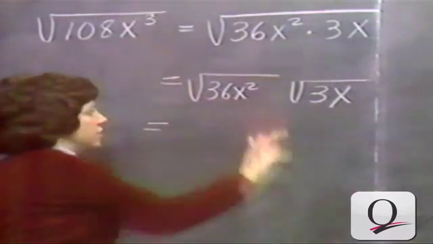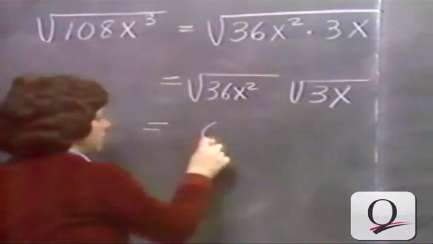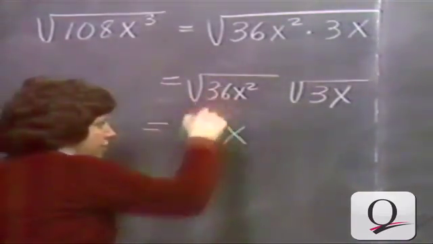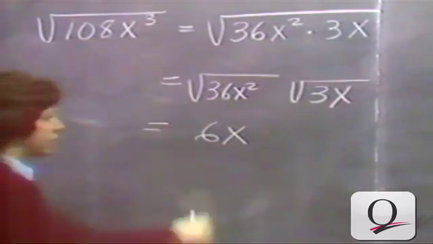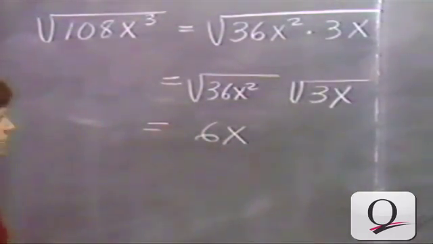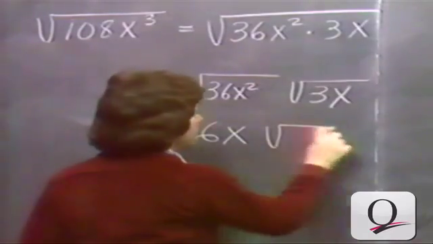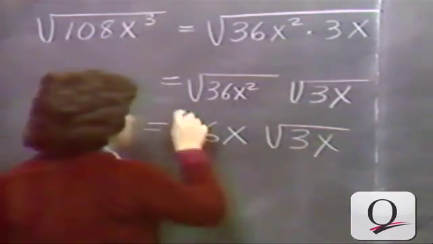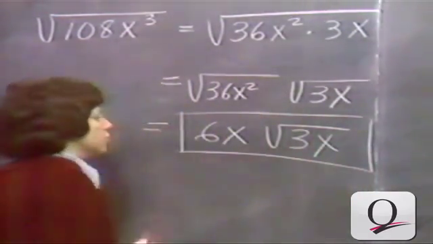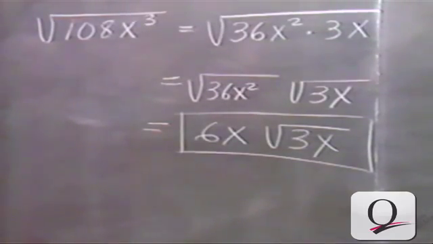The square root of 36x squared is 6x. The square root of 36 is 6. The square root of x squared is x. Remember, we're assuming that x is positive here. And we get 6x times the square root of 3x. This is simplest radical form for this example.